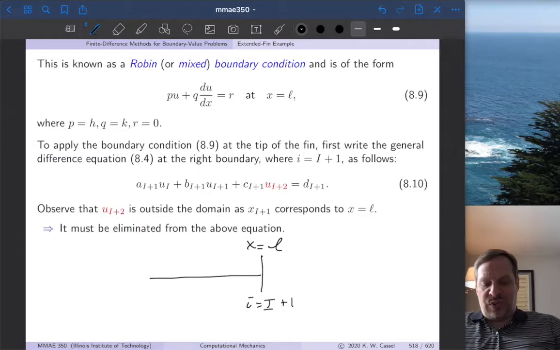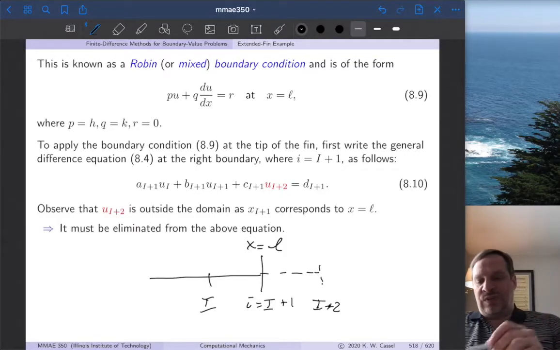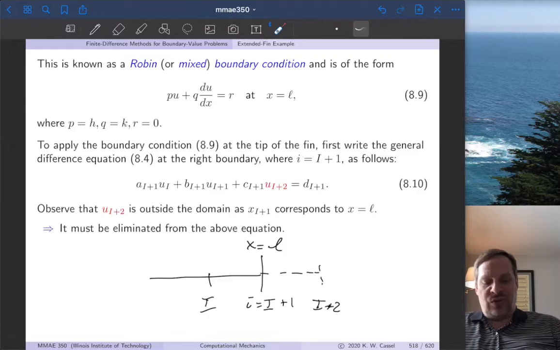The next point in would be capital I. But what we've done essentially is introduce a fictitious point, capital I plus 2. So this is not in the domain. We actually don't care what this temperature is, so we need to eliminate it. It's not even part of the problem. This is the boundary right here. So we need to find a way to eliminate this u at capital I plus 2, the point right here.